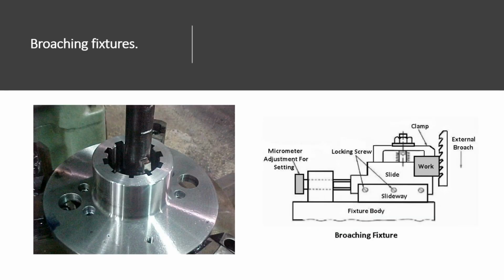Next is the broaching fixture. Broaching is an operation of generating keyways, or sometimes producing a spline or internal spline, as shown in the figure on the left side. So for broaching we need to locate the workpiece. We have to hold the workpiece.